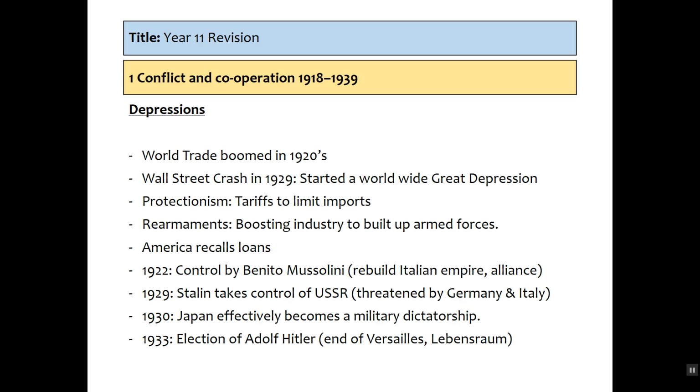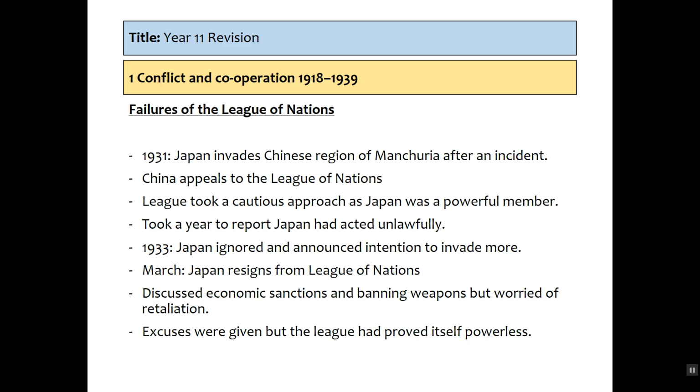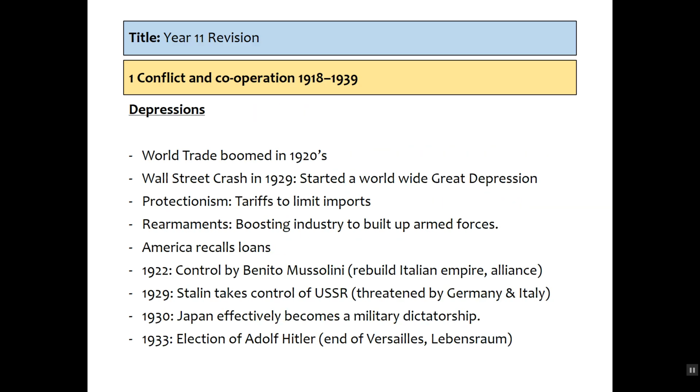In 1929, we've got the Wall Street crash. It leads to protectionism, it leads to tariffs, which is putting prices on imports, protecting your own exports, etc. America, more importantly, calls back its loans. Those loans in the Young Plan and the Dawes Plan, America wants that money back. And so that causes chaos in Europe. It causes other countries to falter and fall and get dragged into this depression.